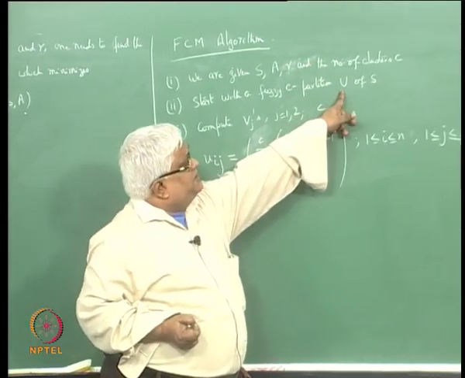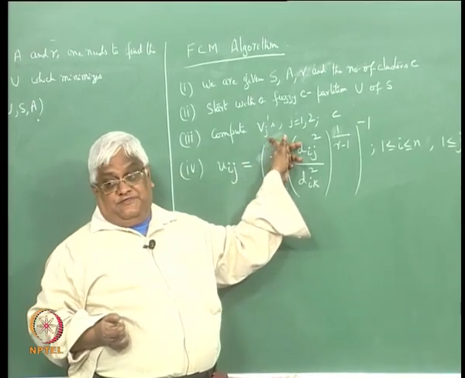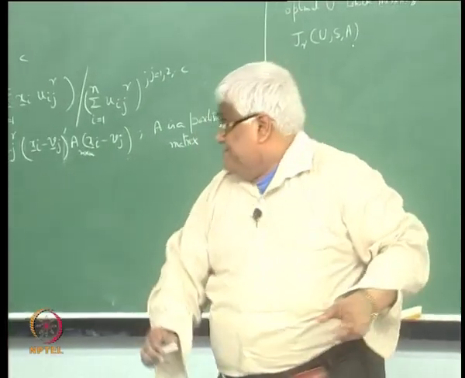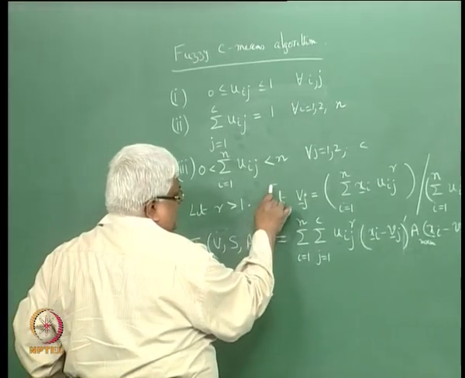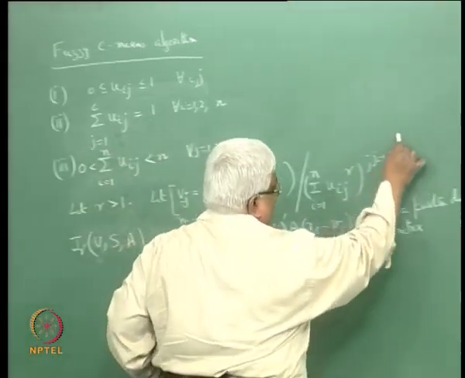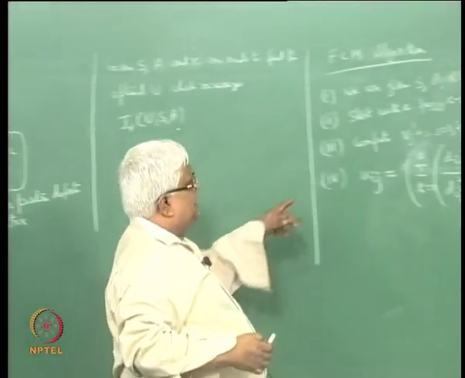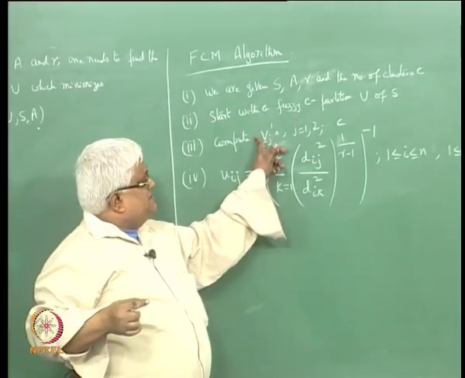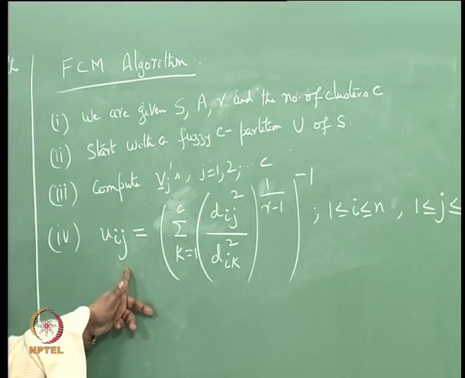So, once U is there, you can always calculate the means V j's. What is the expression for mean? The expression for mean is this. You can always calculate this expression. So, you can always calculate V j's, and once you calculate V j's, you can calculate U i j's. How?